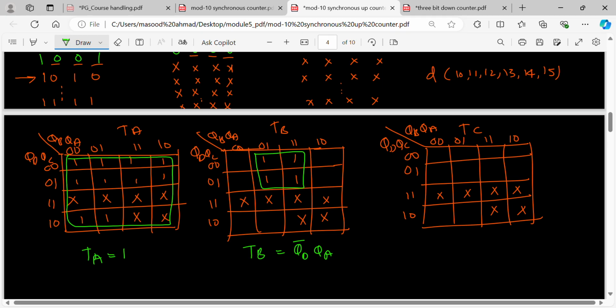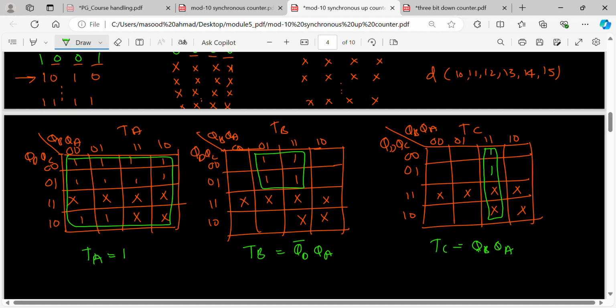Similarly, I can enter the values of TC. If I enter the values of TC, it is only 1 for 3 and 1 for 7. So I combine them. Rest all are zeros. So your TC turns out to be QB and QA, that is QB QA.